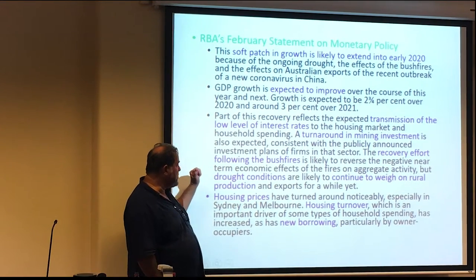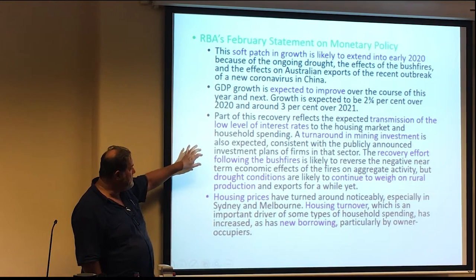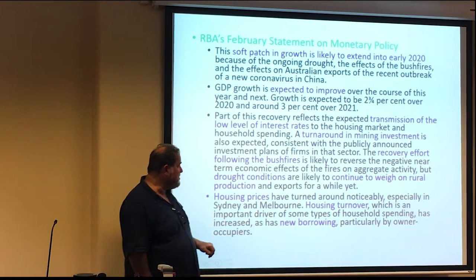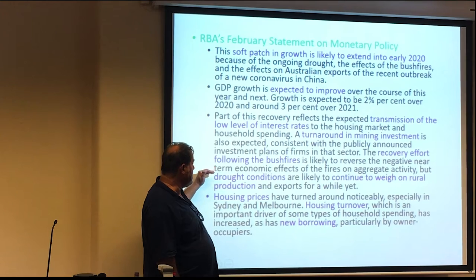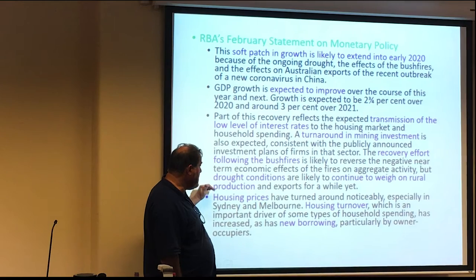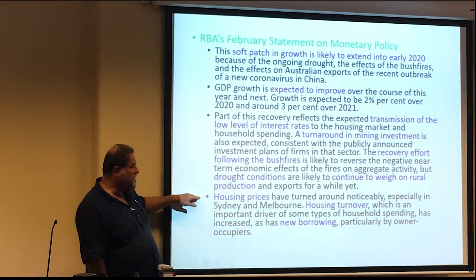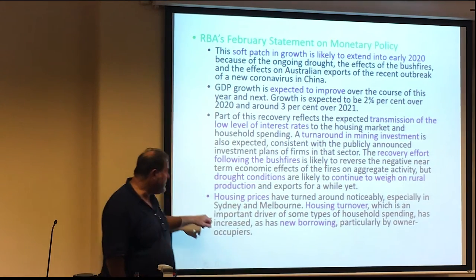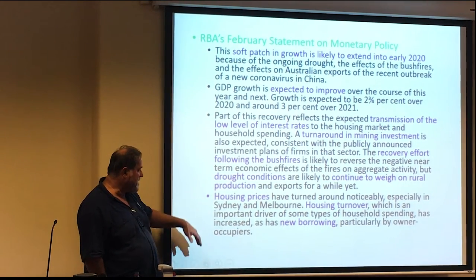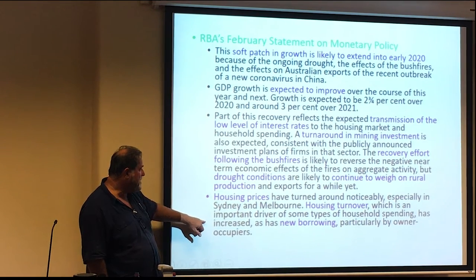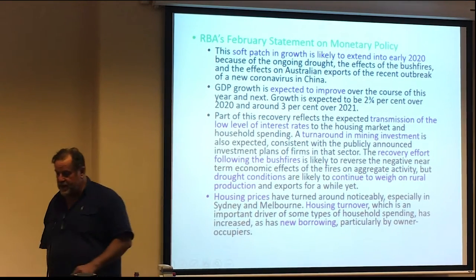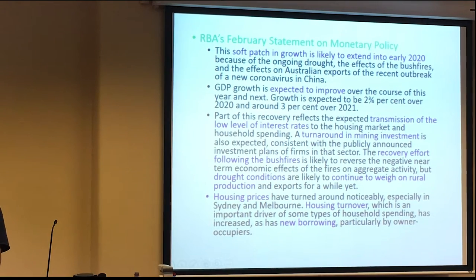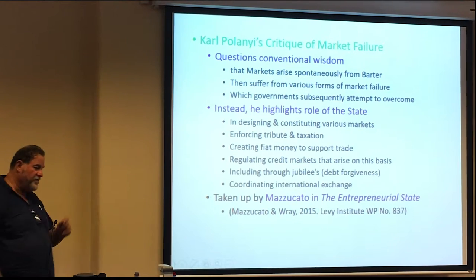And the recovery effort following bushfires is likely to reverse the negative near-term economic effect of the fires on aggregate activity, but drought conditions are likely to continue to weigh on production and exports. They acknowledge housing prices have turned around, especially in Sydney and Melbourne. Housing turnover, which is an important driver of some types of household spending, has increased, as has new borrowing, particularly by owner-occupiers. So this is all fairly conventional fare, but things are on the improve.